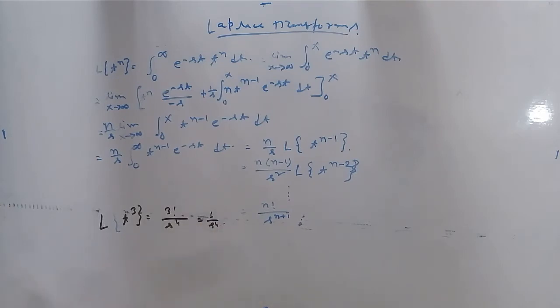This is only for when n is an integer, and when n is a fraction there is another result. So if you put any integer in place of n, you will get the Laplace transform of t to the power n for that integer.